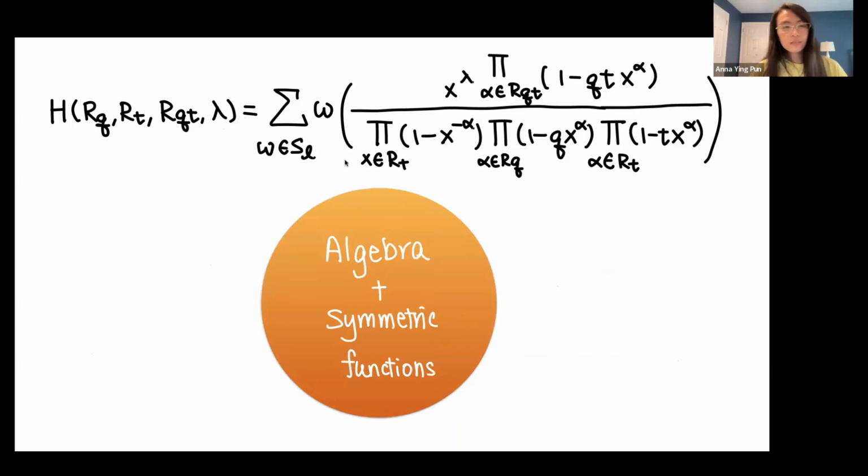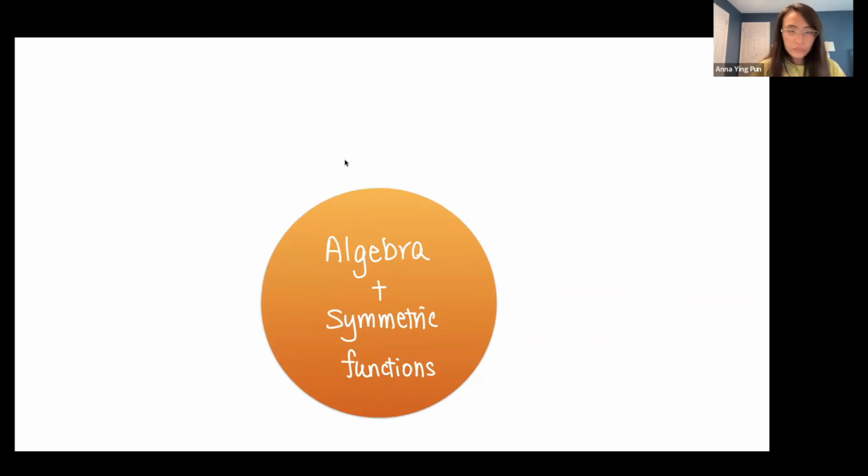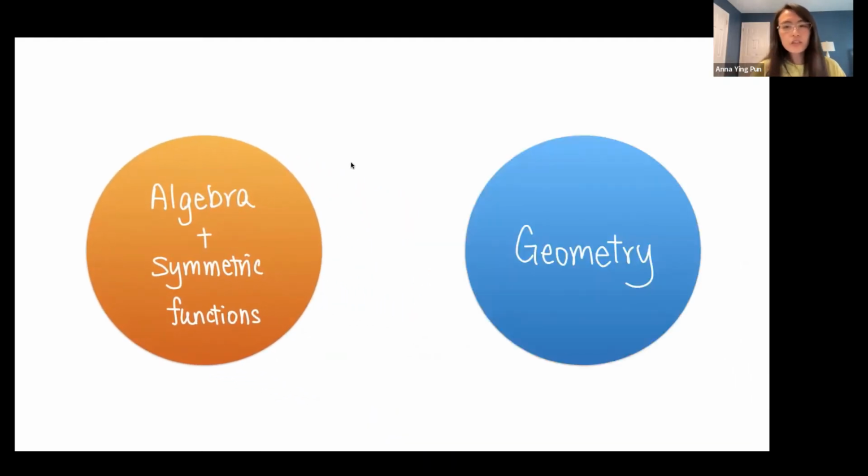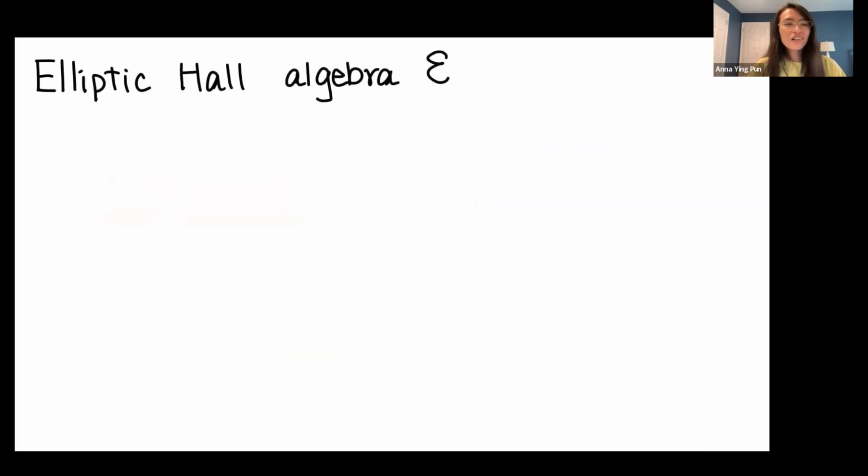So that is purely algebra, right? Algebra and symmetric functions here. Now the next thing, of course, is: is there any geometry? And that's why Mark Kamen is in our project group, because he knows a lot about the geometry here. He taught us the elliptic Hall algebra. In our paper, we also call it the Schiffmann algebra.